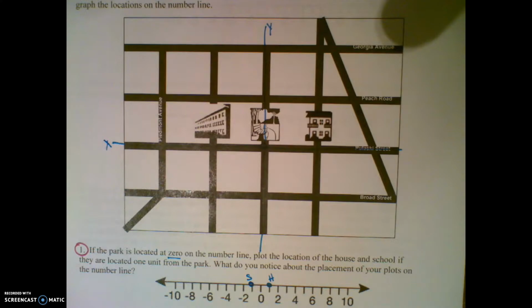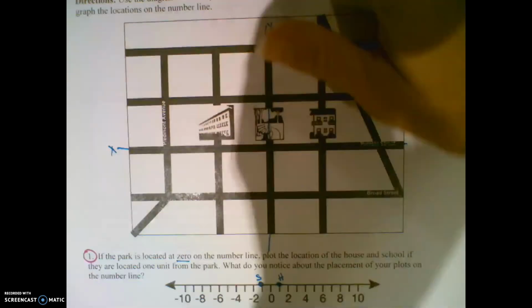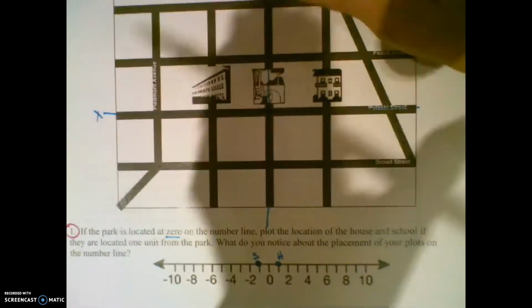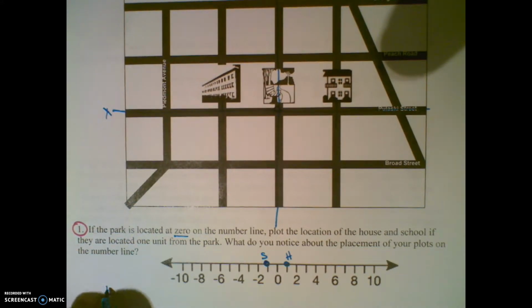What do you notice about the placement of these plots? So what is it that these two have in common with each other? So they're not both positive. That's one hint. But then you need to explain what you notice about the placement of your plots on the number line. Okay, and we're not looking for anything super in depth, just a little space, a little answer, one sentence maybe.